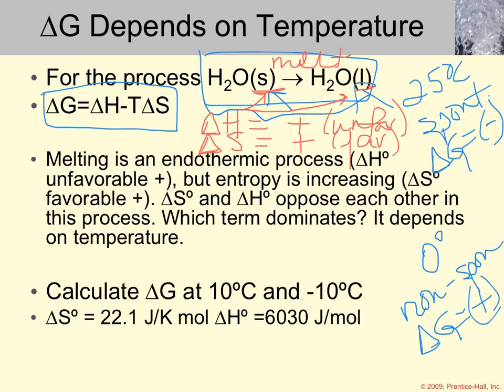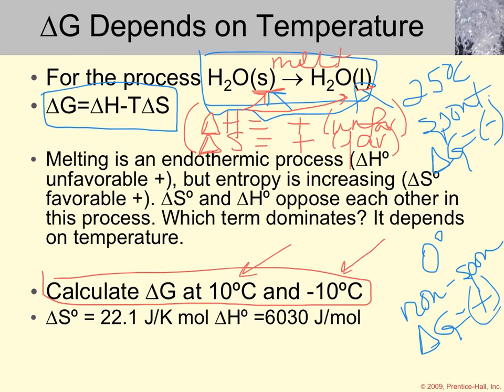So now you have a classic situation where you have enthalpy and entropy battling one another. One is favorable and one isn't. Who wins and under what conditions? It all depends on temperature. So let's plug numbers in and see. This problem says calculate the free energy at two different temperatures. Calculate it at 10 degrees Celsius and at minus 10 degrees Celsius.